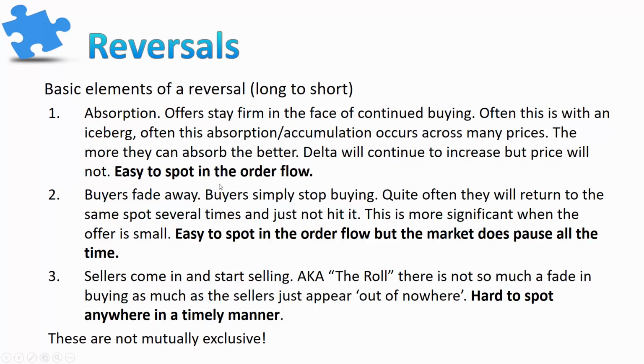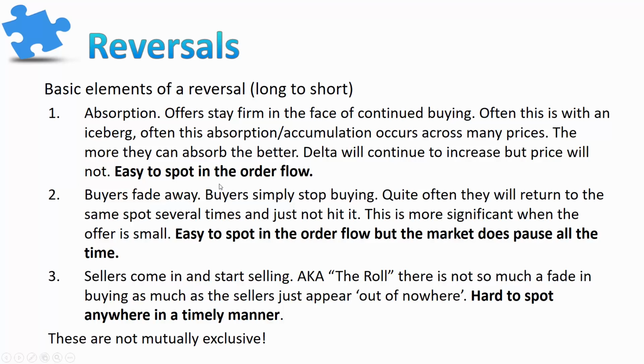So the first element of a reversal is something called absorption. This is where the buying continues, but the ceilings no longer break. The ceiling will either be too thick, or as buying consumes the ceiling, more limit orders come in and build that ceiling back up before it can be consumed. This rebuilding of the ceiling as it's being consumed is what's known as an iceberg order. In terms of being easy to spot, this is absolutely the easiest. It's right there in your face. You can't miss it. It takes time to do.